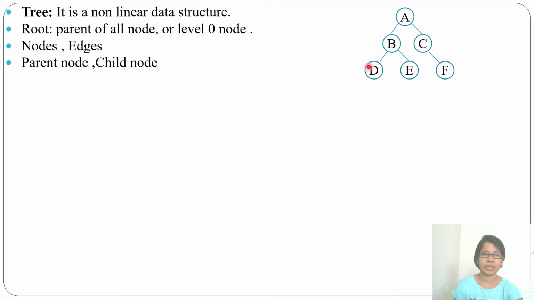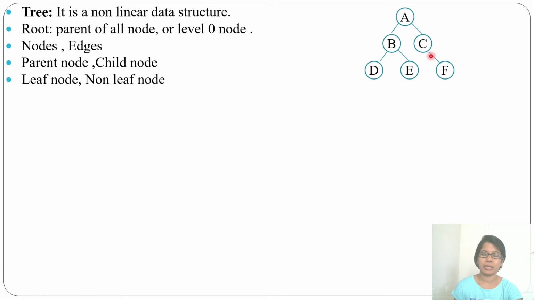Okay. Next is parent node and child node. You can say A is a parent node, and B, C are child nodes for parent A. Then D, E are child nodes for B, or you can say B is the parent of D, E. C is the parent of F, and F is a child of C.